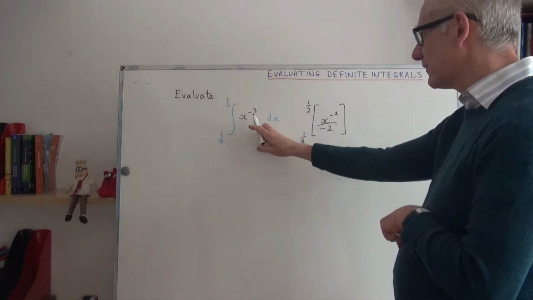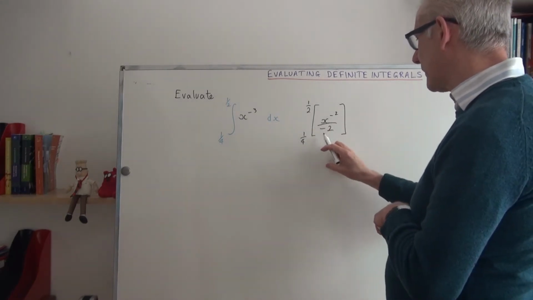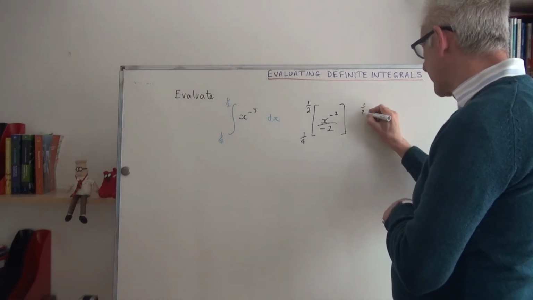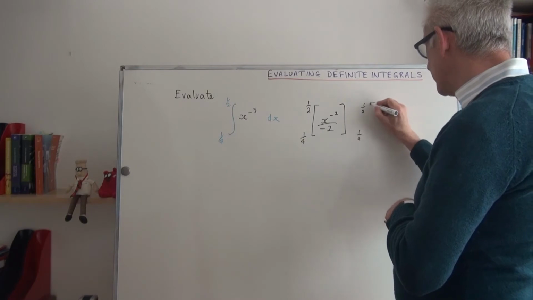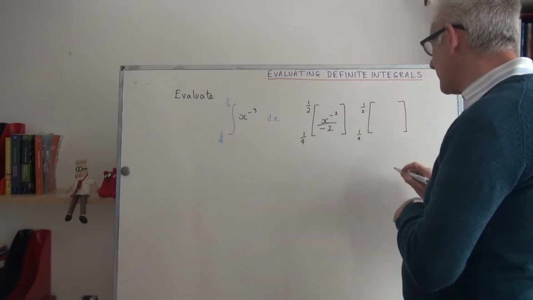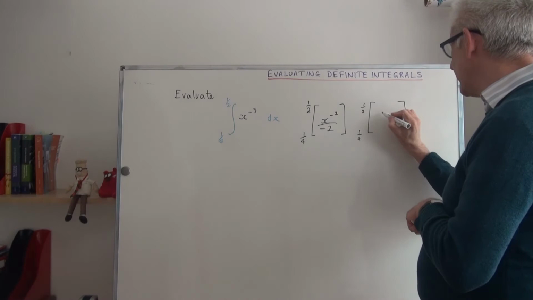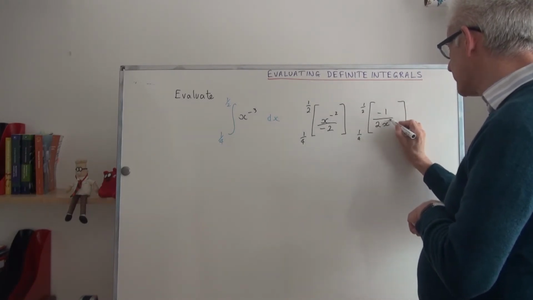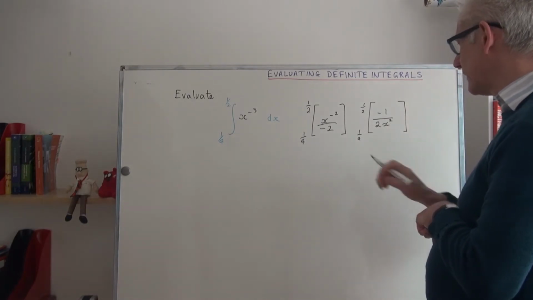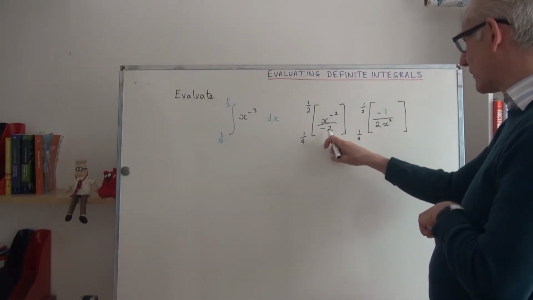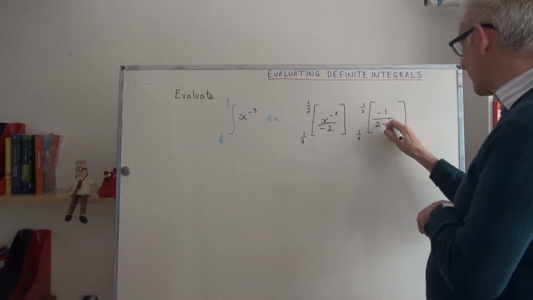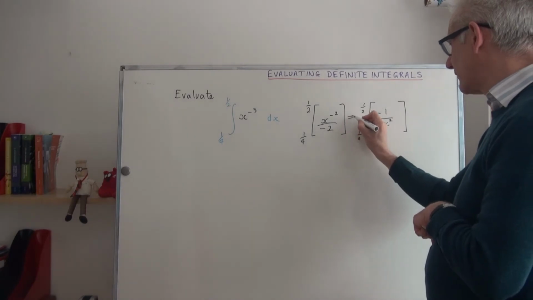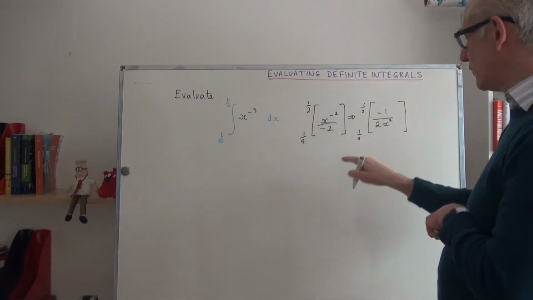X to the minus 2, we've increased that by 1, divided by the new power, and then we can rewrite that so that it looks slightly more usable to human eyes, I suppose. So that's going to be minus 1 divided by 2x squared. The minus 1, 2 on the bottom, and x to the minus 2 is 1 over x squared. And then we go through that process of giving each one of these limits its own box.